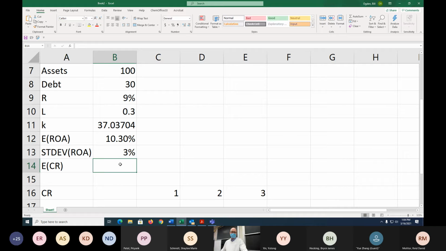Okay, what do we get? How many times are we covering on average? How many times? Anyone? What does it take to cover once? 2.7%, right? What's their expected ROA? 10.3, is it not? So if 2.7 covers once, what does 10.3 cover?